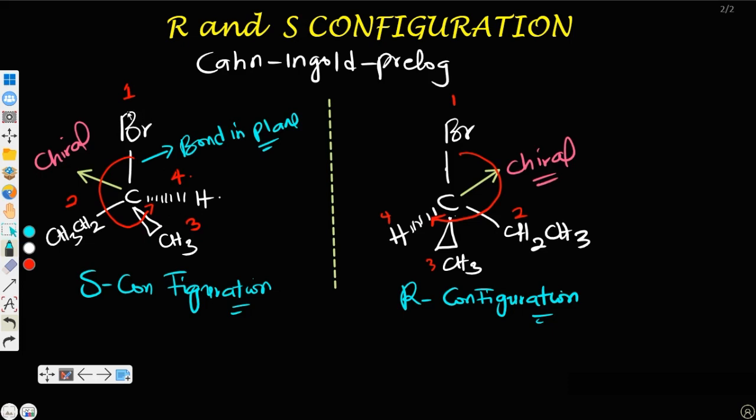Now, if you want to draw the direction, it goes from 1, 2, 3. You don't consider the 4th one. You only consider 1, 2, 3. So it goes in this direction. When it goes in the anti-clockwise direction, it is the S configuration. Whereas if it goes in the clockwise direction, it is the R configuration. That's the general idea for the Cahn-Ingold-Prelog principle.